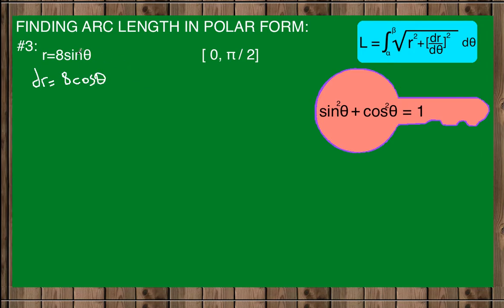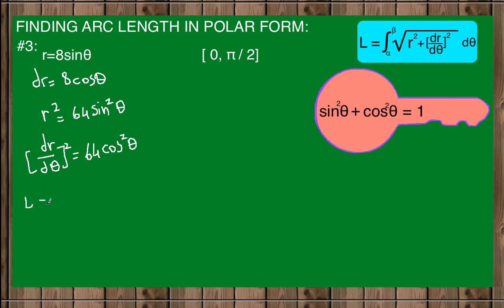Now we're going to square them. R squared will be 64 sine squared theta, and dr d theta squared will be 64 cosine squared theta. Now we're going to plug in r squared and dr d theta squared into our arc length formula.